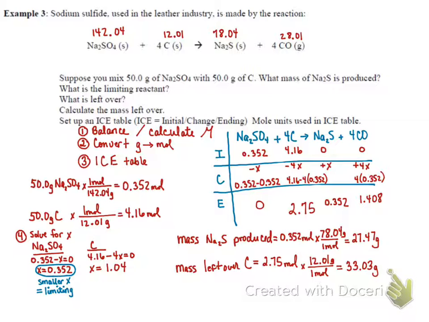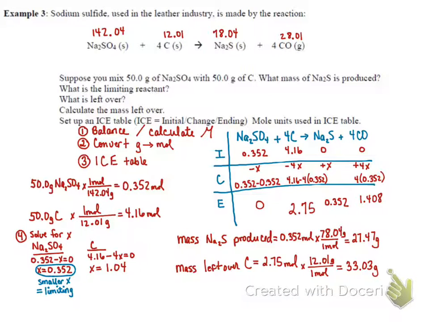And then we can figure out how much product we made for both products. So sodium sulfide plus x means it's just going to be 0.352 because it's just 1x, coefficient of 1. And for carbon monoxide, because of the 4, it's going to be 4 times x, which is 1.408. So these two numbers are the moles of product that we are making: 0.352 moles of sodium sulfide and 1.408 moles of carbon monoxide.